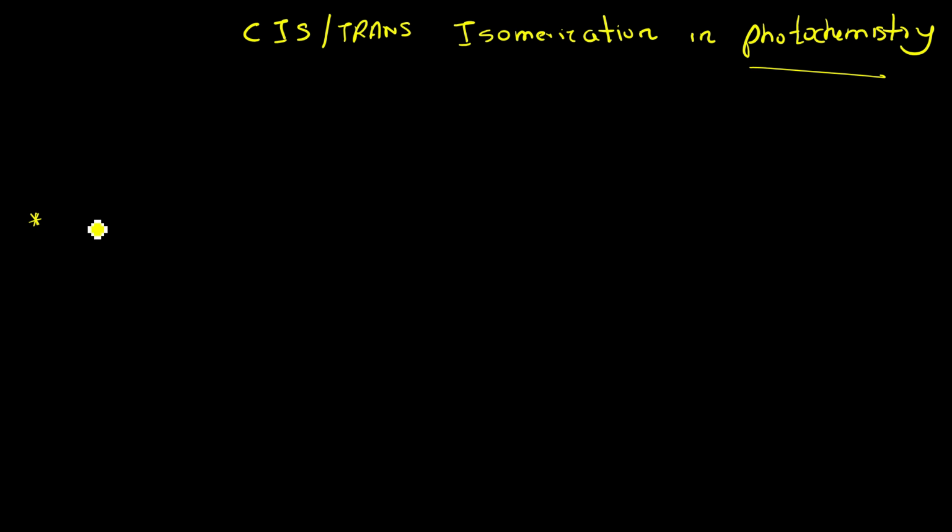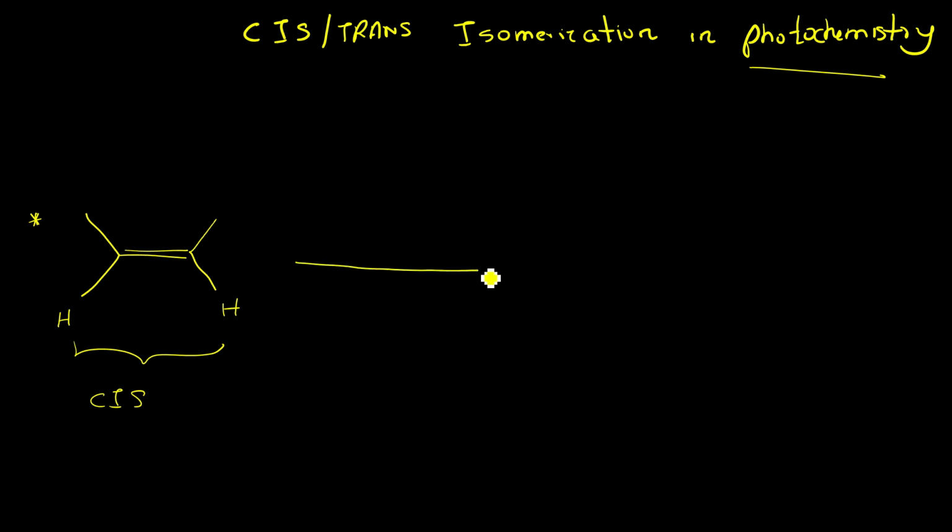Right? So let's take an example. This alkene. Here we have an alkene, so here we have a hydrogen, here we have a hydrogen. So this is in the cis conformation. Now what I am referring to as isomerization is converting this cis product into the trans. In trans, if you remember, we have the hydrogens on opposite sides. This is the trans product.